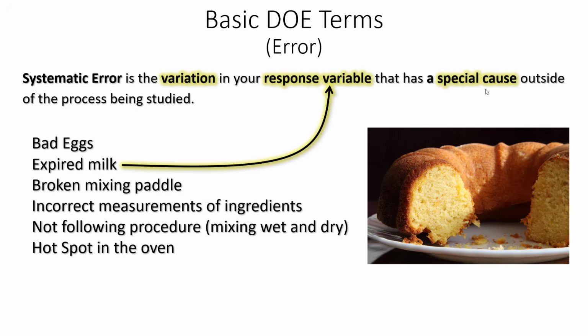Let me give you some examples of systematic error in this idea of baking a cake. If we baked cakes and we had bad eggs, that would be systematic error. That would affect the taste of our cake, and it would have a root cause, or a special cause outside of the process being studied. If we were using expired milk or a broken mixing paddle, or we weren't actually following our procedure, or maybe we had hot spots in our oven, all of those sources of variation would affect the flavor of our experiment. It would affect our response variable.